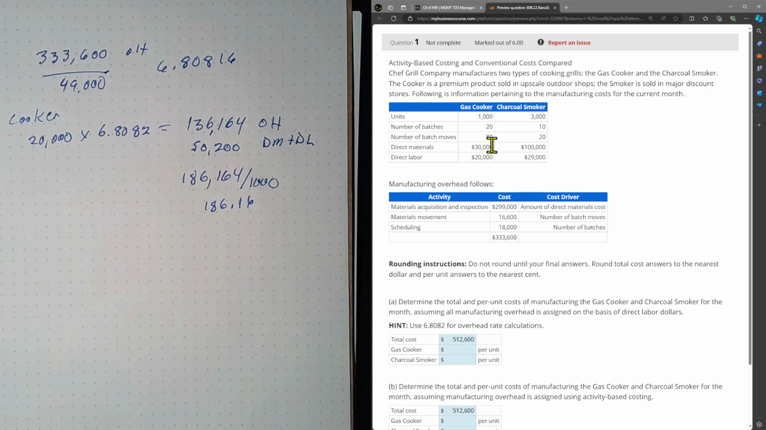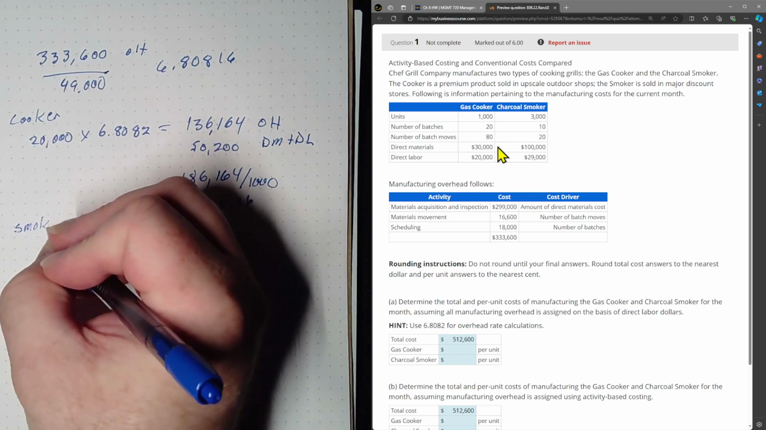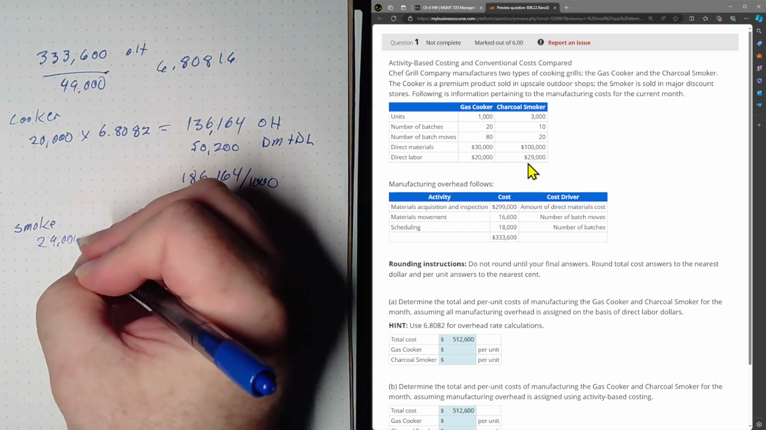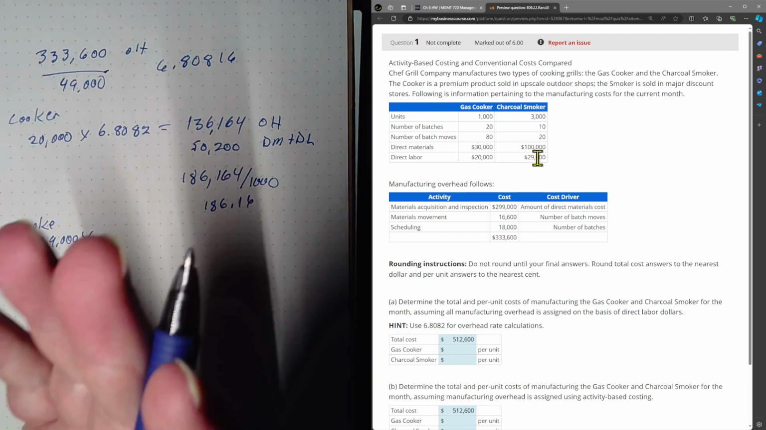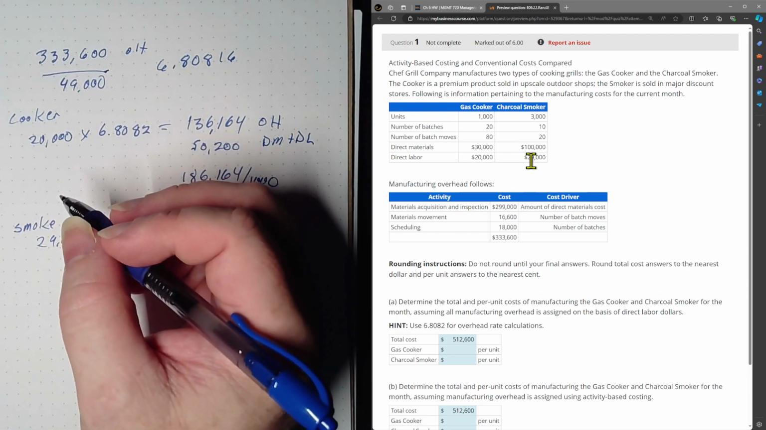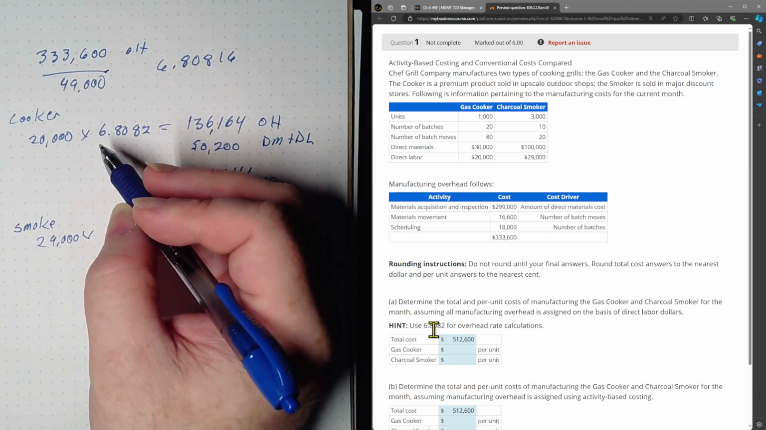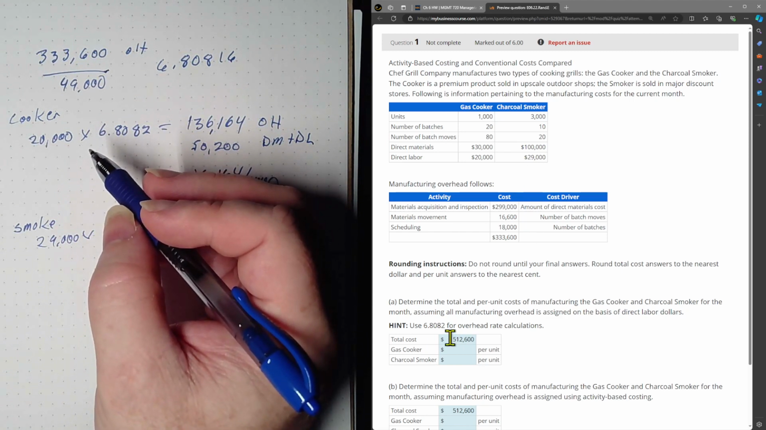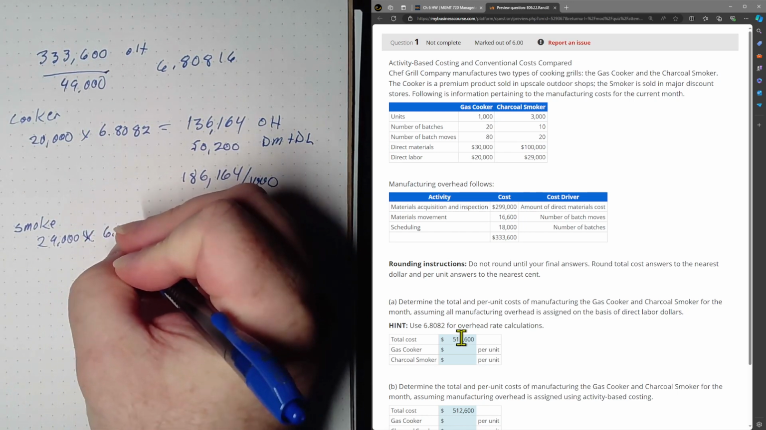The next one, the smoker, is going to be 29,000. And don't be weirded out that we're using a dollar amount to figure out another dollar amount. All it is is a unit of tracking that we're using. So for every dollar of labor, we're saying there's another $6.80 of overhead. So every direct labor dollar, there's an additional $6.80 of overhead. That's all we're really using the number for.